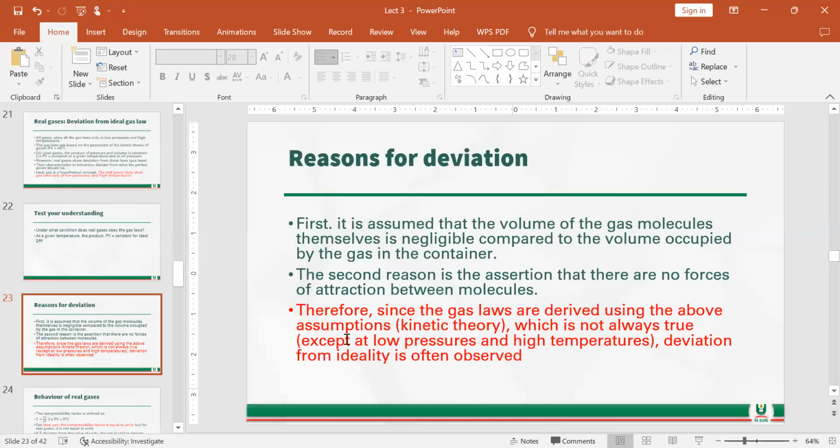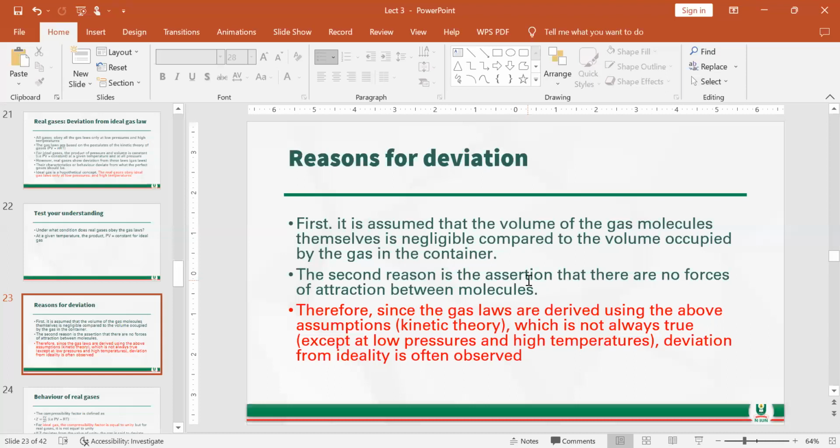So first, it is assumed that the volume of the gas molecules themselves is negligible compared to the volume occupied by the gas in the container. This is kinetic theory. That's the assumption on which the ideal gas laws were established: the volume occupied by the gas molecules themselves is negligible compared to the volume occupied by the gas in the container.